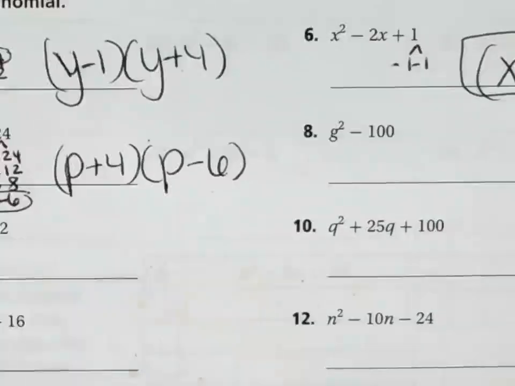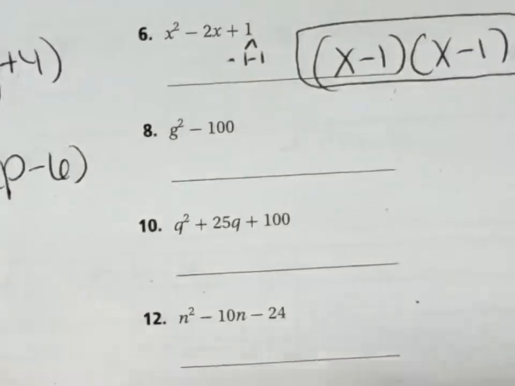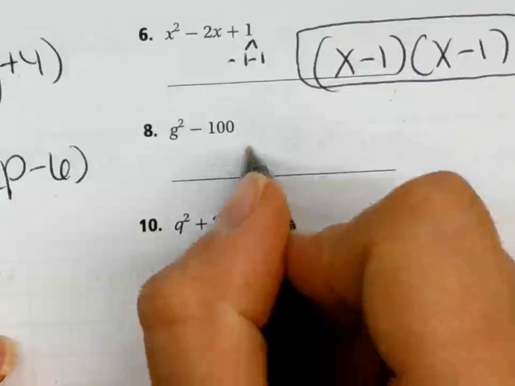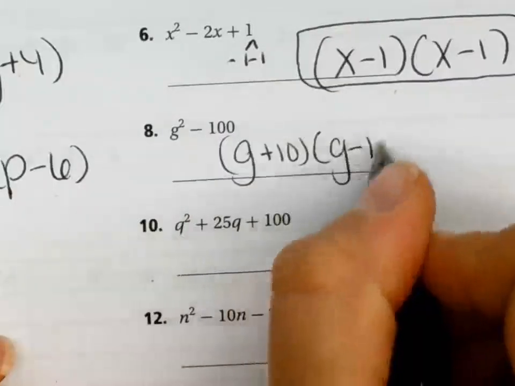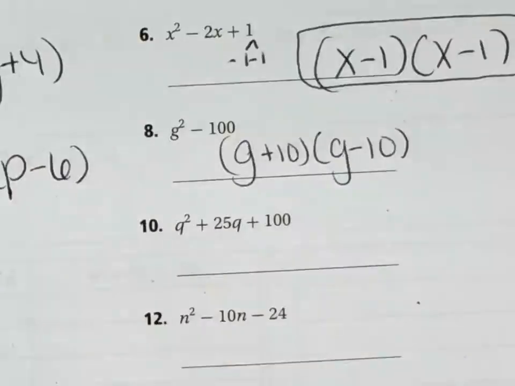Try number 8. Difference of squares, right? Perfect square minus perfect square. You take the square root of both of them, and you do the plus and minus version.